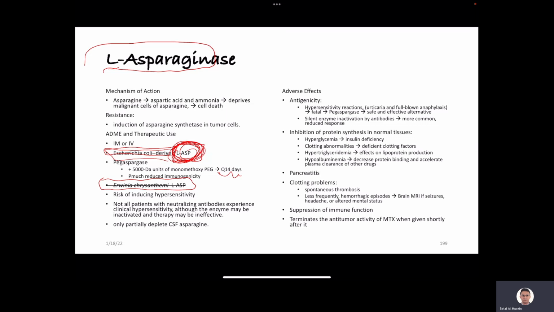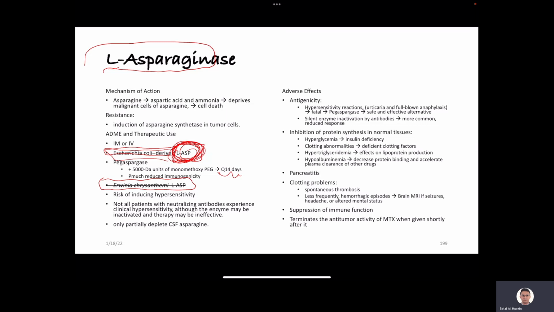of activity. Also, L-asparaginase leads to inhibition of protein synthesis of many proteins, like insulin, which could lead to hyperglycemia, or clotting factors, which could lead to clotting factor abnormalities, or lipoprotein productions, which could lead to hypertriglyceridemias, or reduction of the albumin synthesis, which could lead to hypoalbuminemia. So those are expected side effects with L-asparaginase.